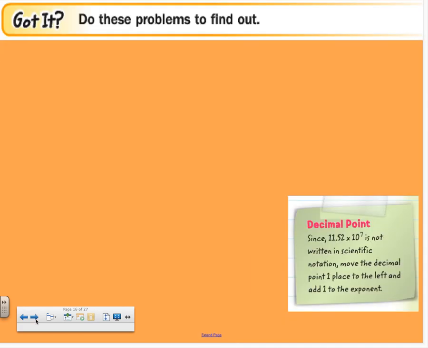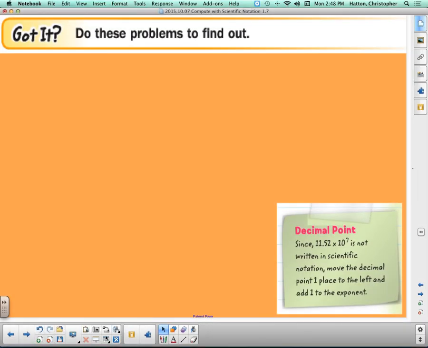Go ahead and try the "Got It" problems in the middle of that page that go along with problem number 1.